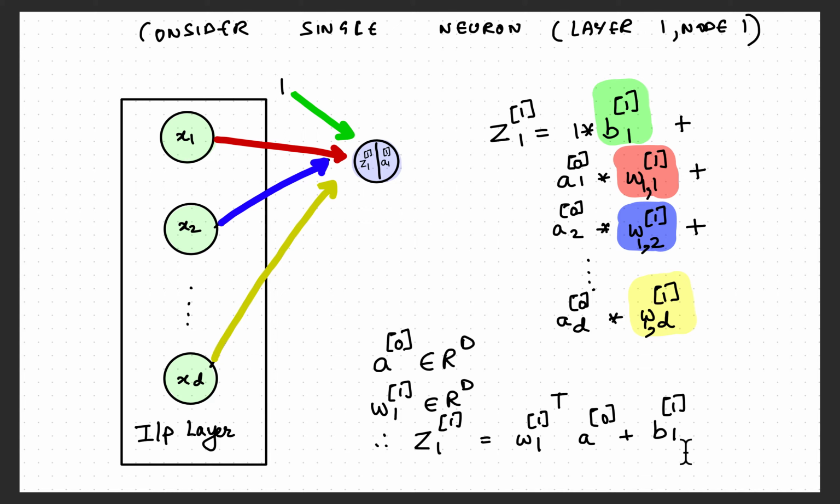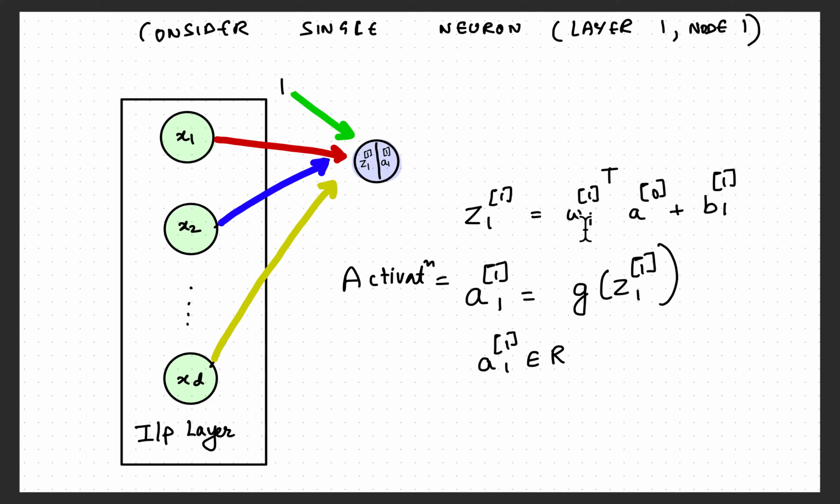subscript 1. So if you can write the expression in this way, it's a convenient way to calculate the summation term that you're getting, or the summation Wixi plus Bi term for each of the nodes and each of the layers. We can write it in this particular fashion.